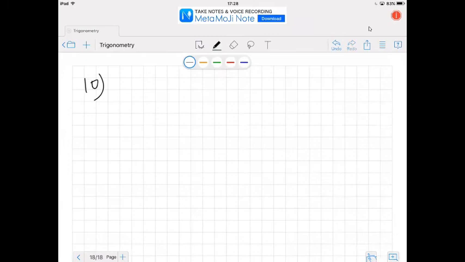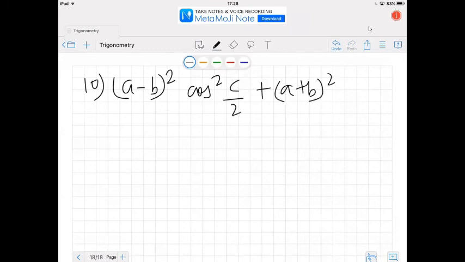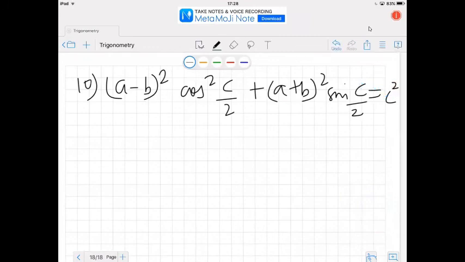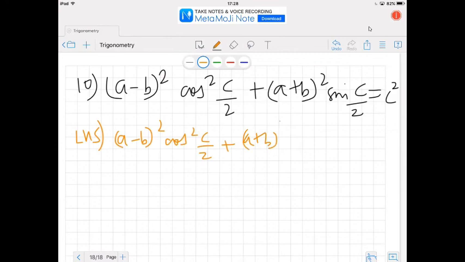So you have to prove that a minus b the whole square is multiplied by cos square of c by 2 plus a plus b the whole square into sine square c by 2 is equal to c square. Okay, we have to prove this. So this is the question. I will start with the left hand side. So it is a minus b the whole square cos square c by 2 plus a plus b the whole square sine square c by 2.